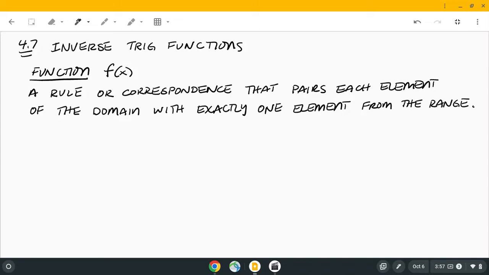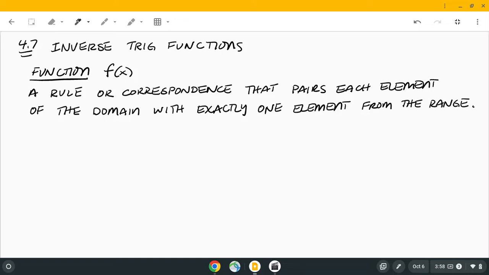Okay, so if 3 is in the domain, 3 has to get paired up with a y value, and it can only get paired up with one y value. So you can never have the point (3, 2) and also (3, 1). Okay, so 3 can only hook up once. And you can't have 3 just sitting there waiting, not paired up with a y value. So if every x value gets paired up with only one y value, then you have a function.